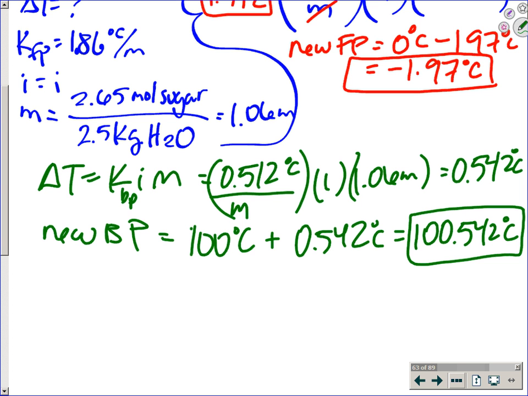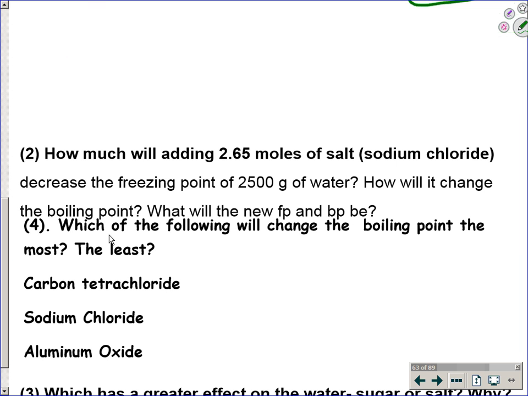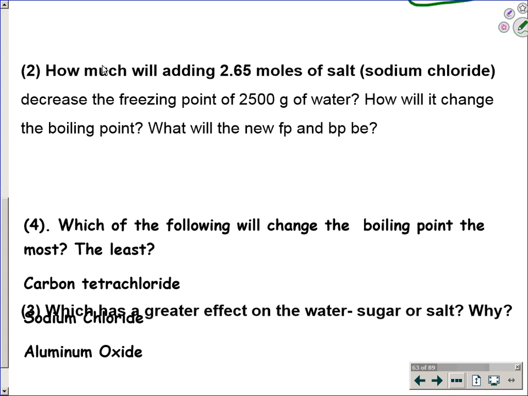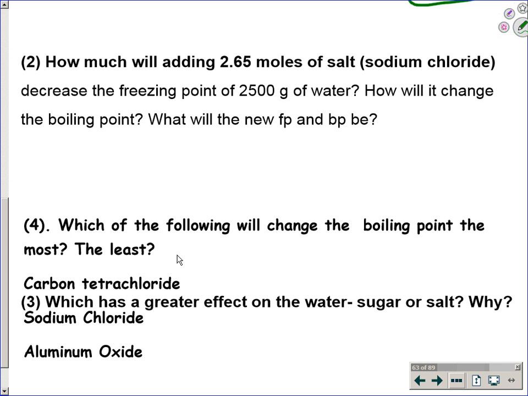All right, similar scenario. Can I scroll down? Similar scenario. Oh, darn it. Somehow blended. Number 2. Write down your equation. Write down your calculations.